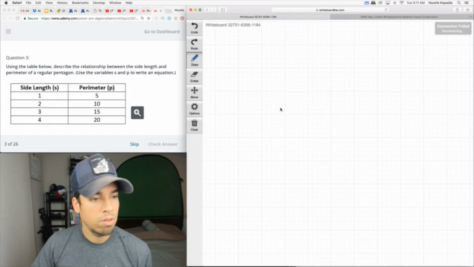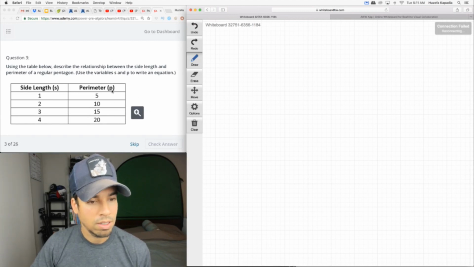All right, question number 3. Using the table below, describe the relationship between the side length and the perimeter of a regular pentagon. Use the variables s and p to write an equation.